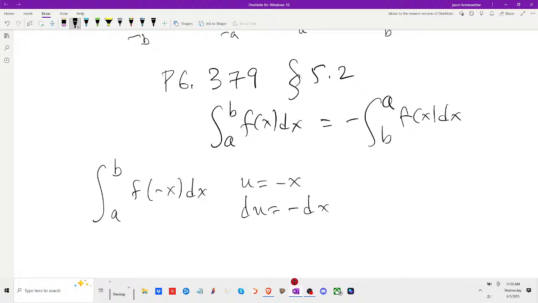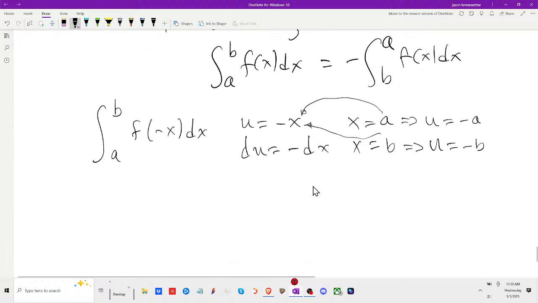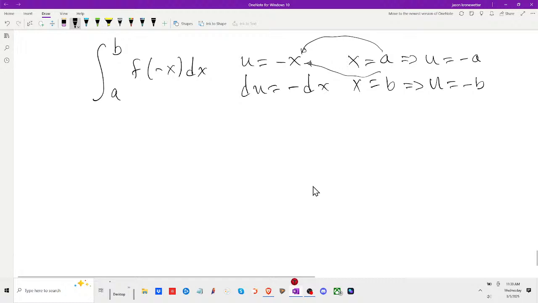When x equals a, then u will be negative a, because I'm taking the x here and plugging it in there to find out what u is. When x is equal to b, then u is equal to negative b for the same reason. I'm going to take the b and put it in there, and it's going to tell me what u is. Now I'm going to set up my integral in u instead of x.